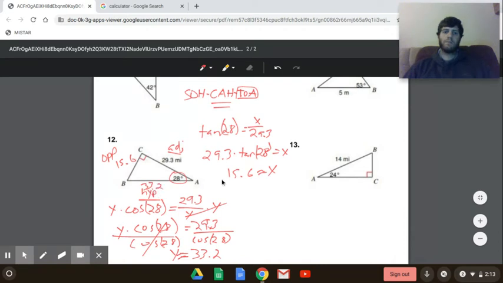Then we could use the inverse trig functions to find the third angle, or we can just use the triangle sum theorem. The three angles of a triangle add up to 180. So 180 minus 90 minus 28, that's going to be 62. So our missing angle here is 62. And then we have all three angles of our triangle and all three sides, so we're done.